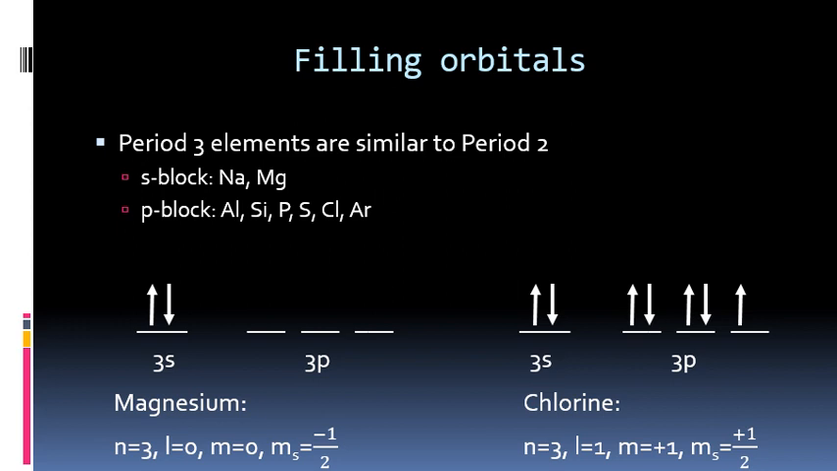m would actually in fact be 0, because that is the middle subshell, and then m sub s would be negative 1/2. M sub s would be negative 1/2 because that final electron in the middle subshell is spin downwards.